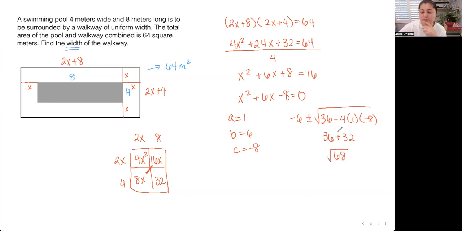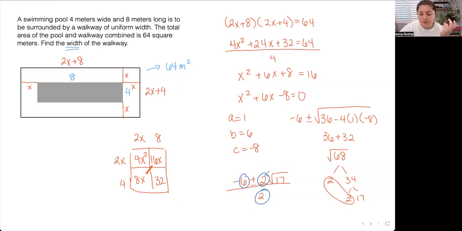The square root of 68. 2 and 34, and then 2 and 17. So I have a pair of 2's. So now I'm at -6 plus or minus 2 root 17 over 2 times 1, or just 2. One thing that I want to mention when we're here, we can take this, this, and this and simplify it.